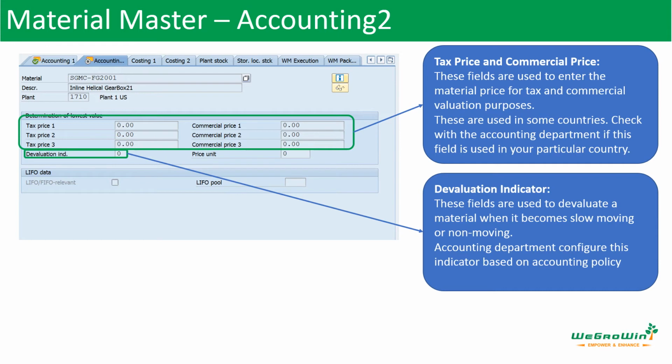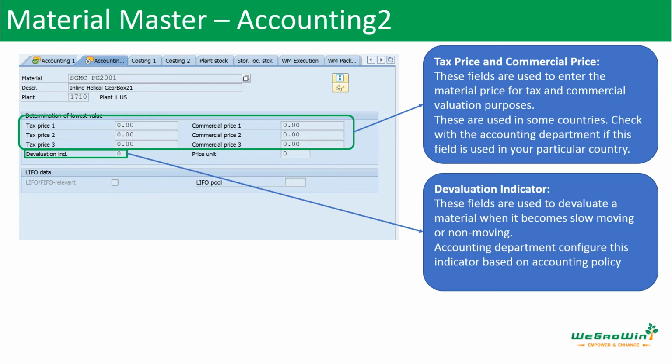Now coming to the devaluation indicator, this is one of the important indicators. For example, the material's value has to be changed based on its life, like it is becoming slow moving or non-moving. If the value has to be degraded, for example, instead of 100 rupees per unit, it has to be evaluated at 75 rupees per unit, the devaluation indicator can be used. Here using a percentage, we can increase or decrease the value.